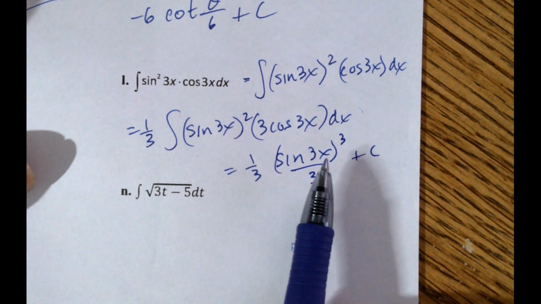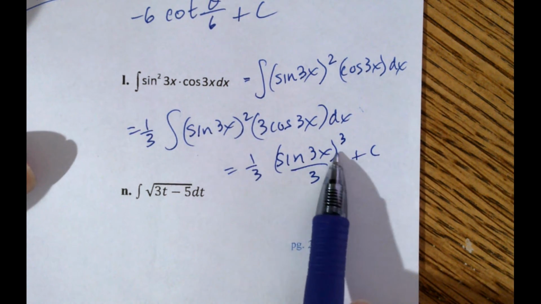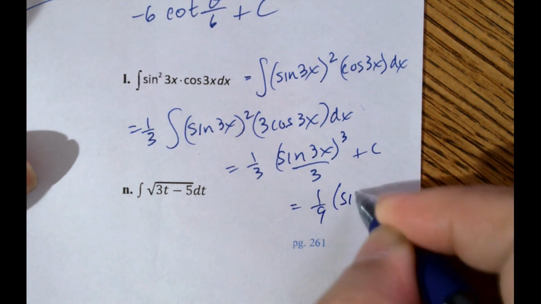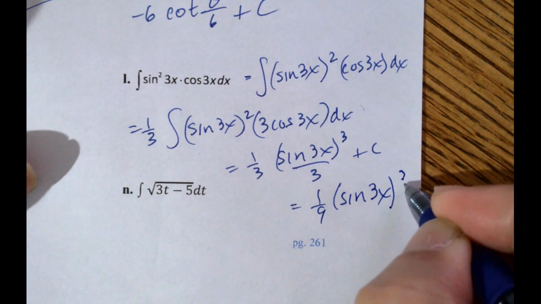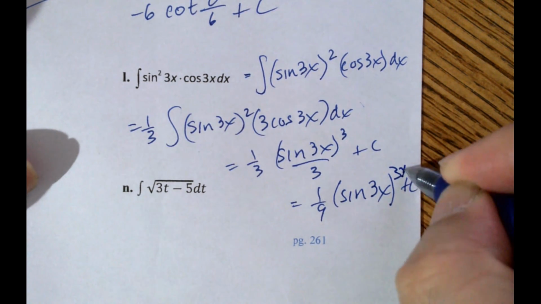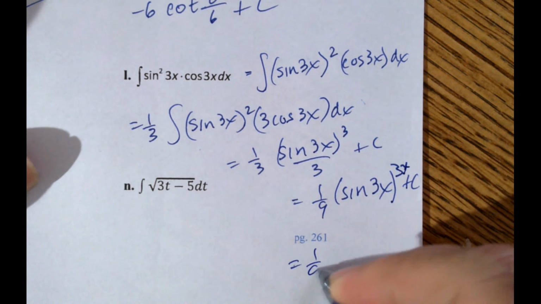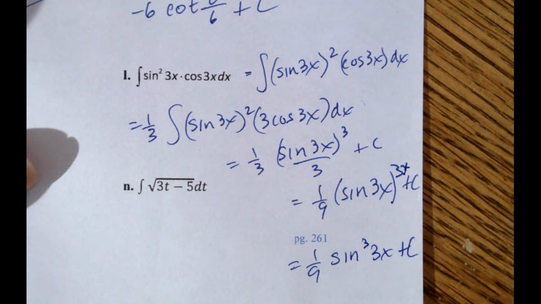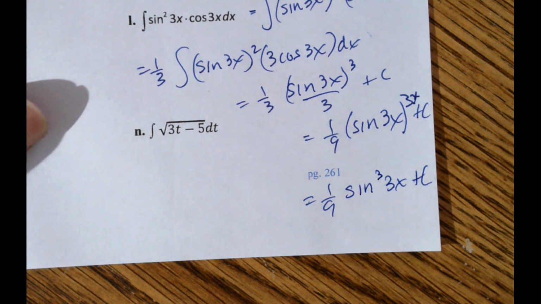I'm not using the power rule on that exponent of 2. So that becomes 1/9 sine 3x to the third plus c. That's a 3. Sorry, not a 33. I'm going to write it in the normal way. Sine cubed 3x plus c. All right, that's it. Moving on to M.